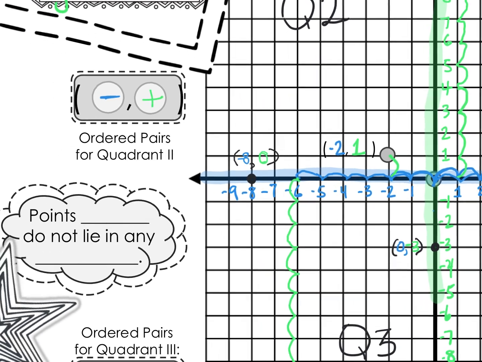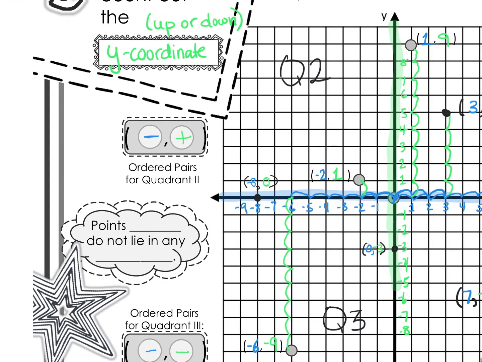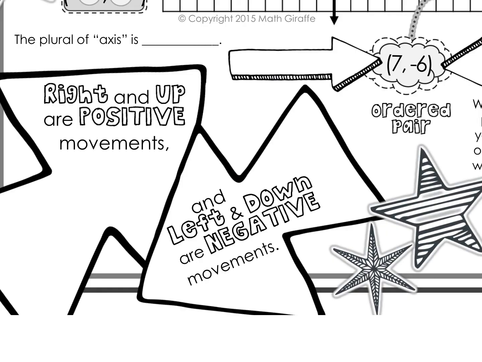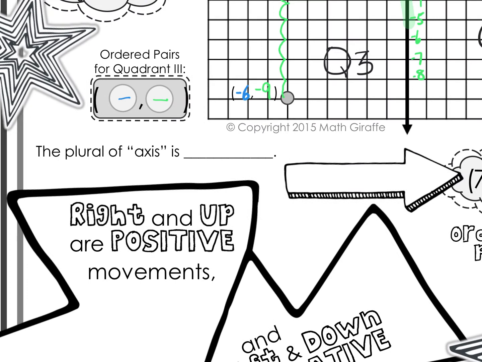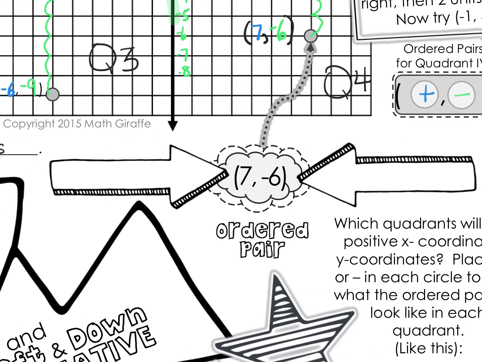So if you have a point on an axis, so points on an axis, please write this down, do not lie in any quadrants. The points are not in a quadrant, they're between quadrants. So they're not in any quadrant. All right, so it says the plural of axis. That means if you're talking about more than one axis, we call that axes. So you're going to write it like this. It looks like you're saying axes, like the tool, but it's not. It's pronounced axes.